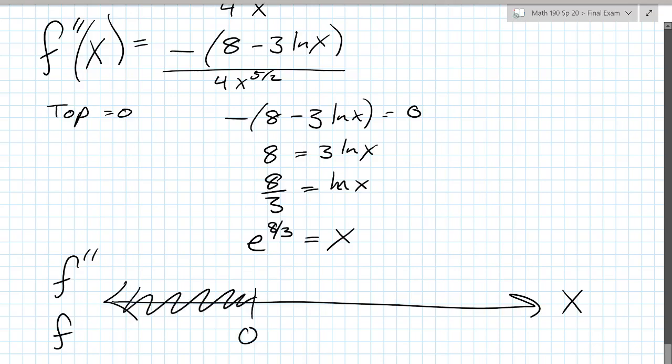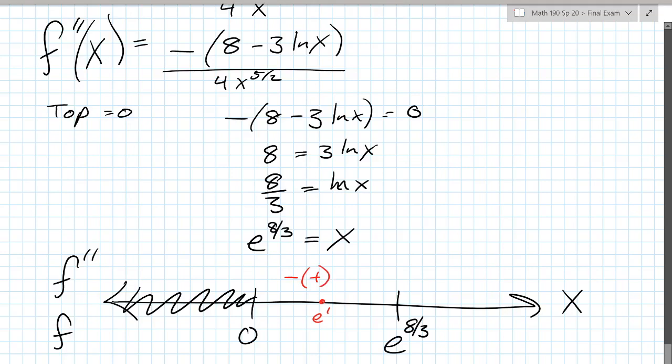Nothing is happening over here. That's outside of the domain. Here we have e to the 8/3 power. And we're going to pick a test value inside of here. I'm thinking e to the 1st power again. So if I use e to the 1st power, I have that negative out front. 8 minus 3 e to the ln of e to the 1st. That is just 8 minus 3. 8 minus 3 is positive.